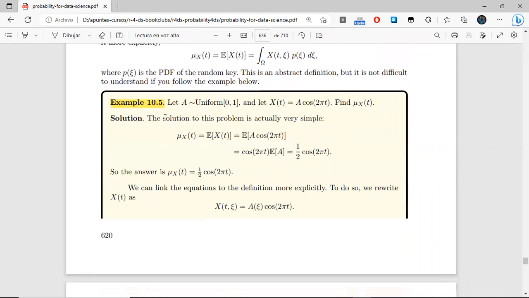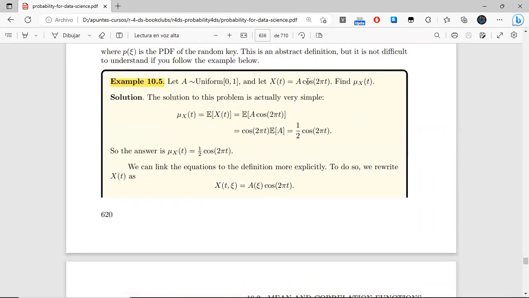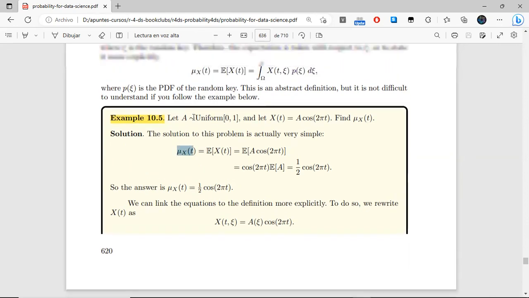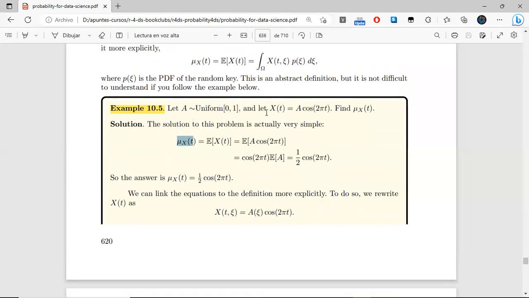And over here is an example. We can define the random process where this function a follows a uniform distribution from the interval 0 to 1. So what would be the mean function of this random process of this x? Well, it's simply the expectancy at this specific point, of the function at this specific time.